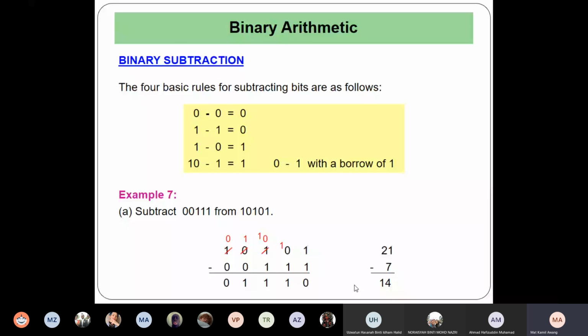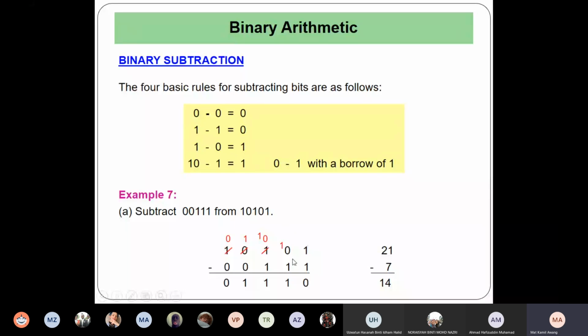So for example, you have two numbers. You want to subtract 00111 from 10101. So you set up the calculation like this. First is the number that you want to subtract from, 10101. And this is the number that you want to subtract, 00111. So how do you do that? Start from the back. 1 subtract 1 is 0.